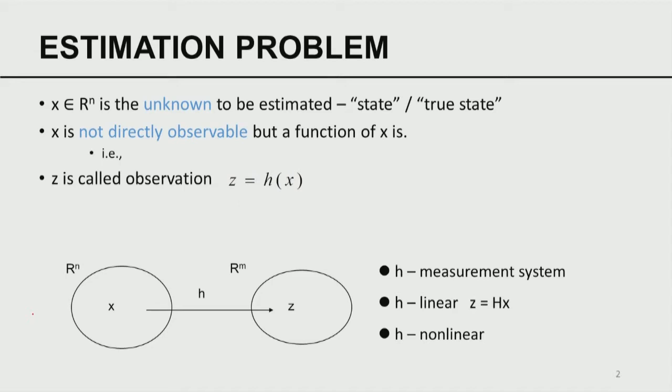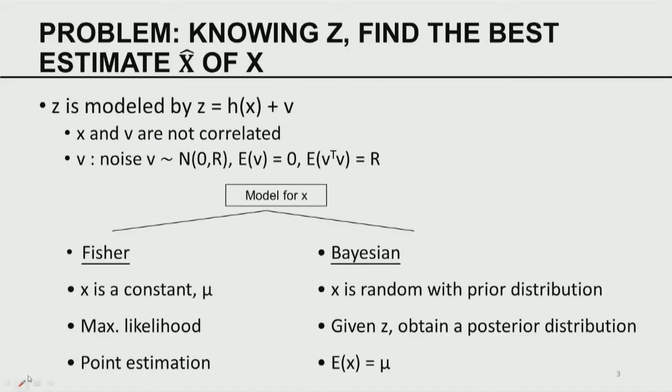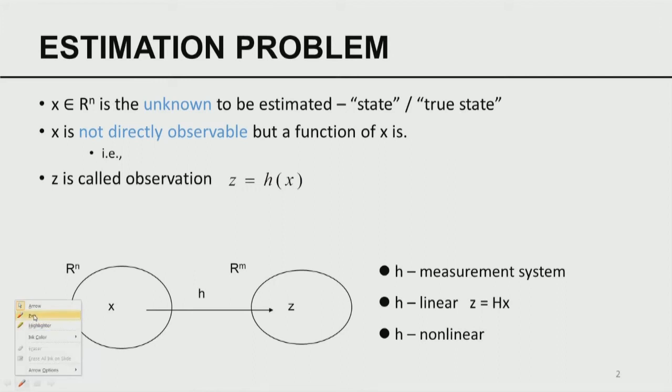Oftentimes x is not directly observable. The state of the system may or may not be directly observable, but a function of the state may be directly observable. Therefore, z is called the observation. The observation is related to the true state by a function z is equal to h of x. We already know that. We have utilized this time and again.